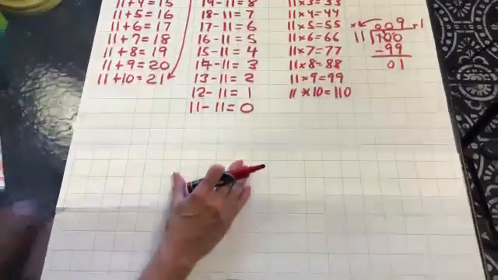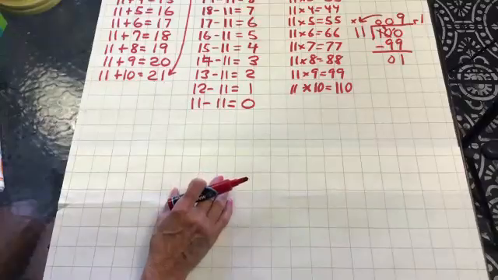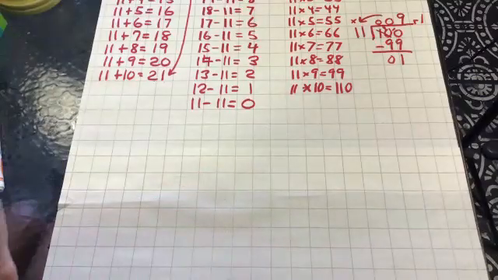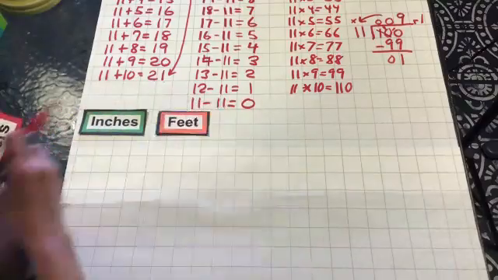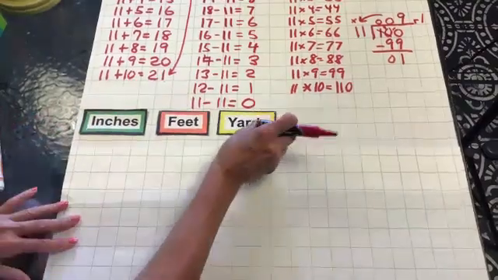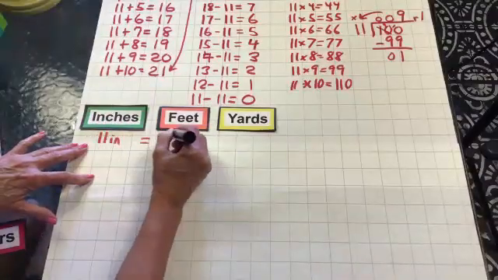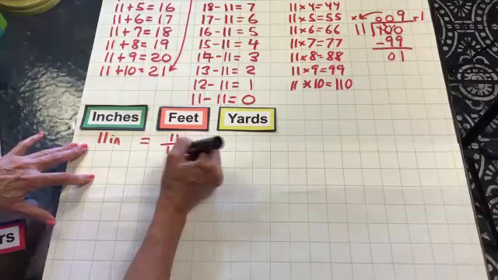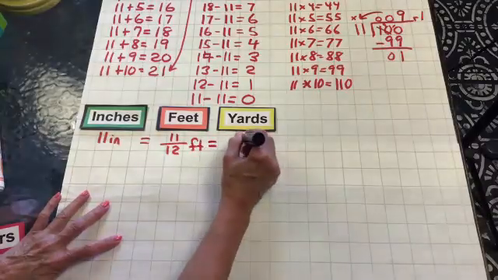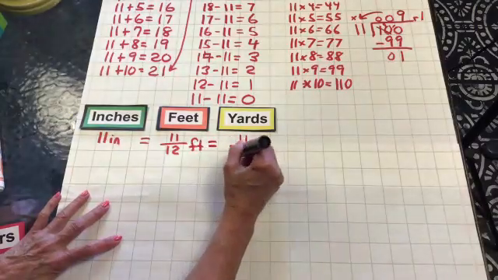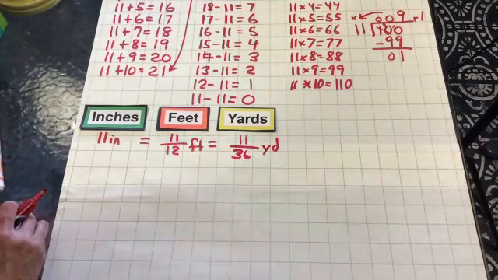Move our paper up. We're getting ready for our measurement for today. So let's start with our linear. 11 inches is equal to 11 out of 12. Oh, we're almost to a whole foot here. We got 11 inches out of 12, and then 11 inches out of 36 to make a yard. So we have 11/36 of a yard.